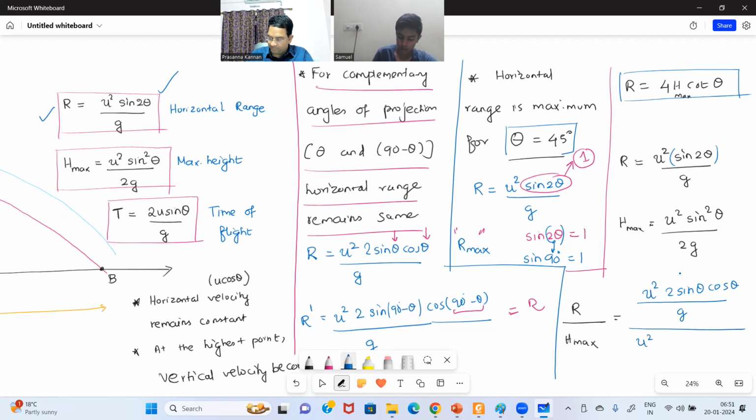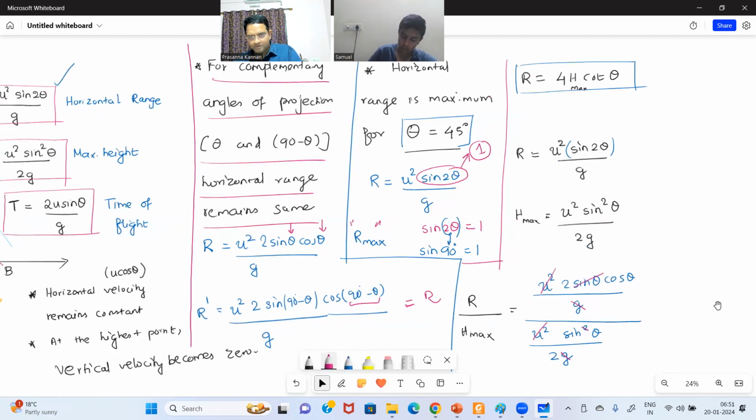Denominator, what do I have? So what gets cancelled? Tell me. U squared, U squared gets cancelled. G gets cancelled. 1 sin theta gets cancelled. Correct? Yes.